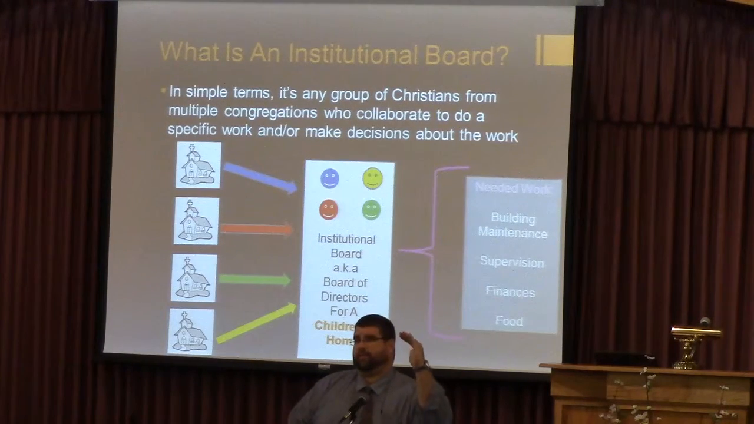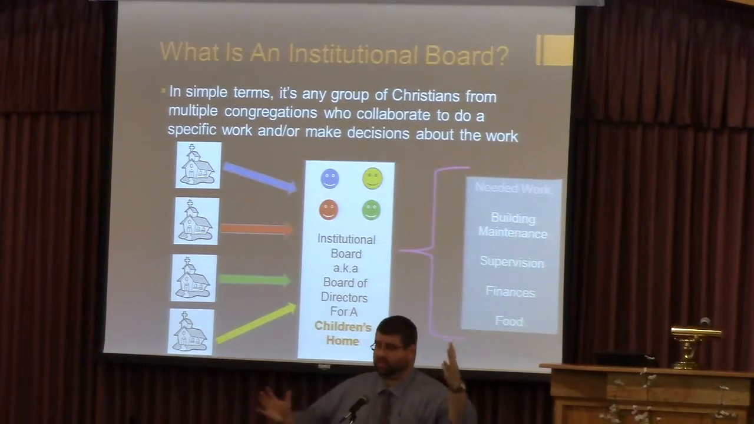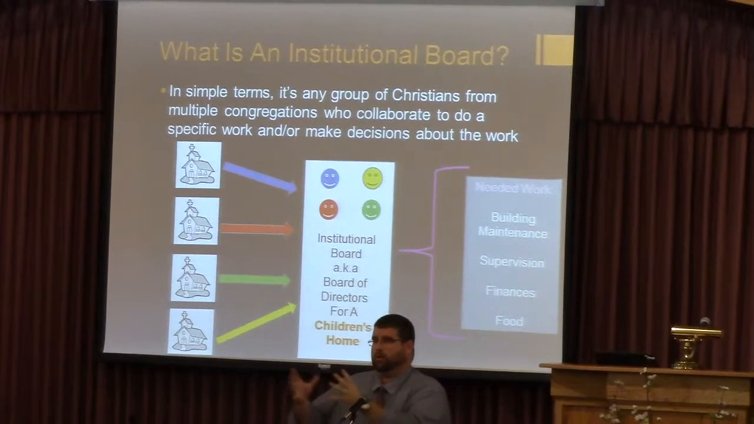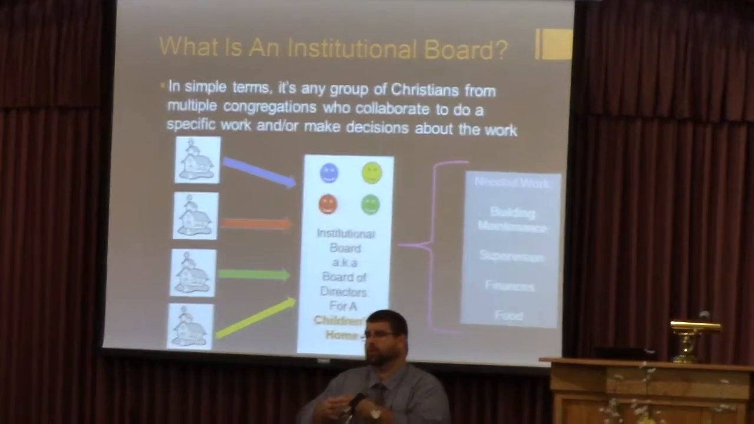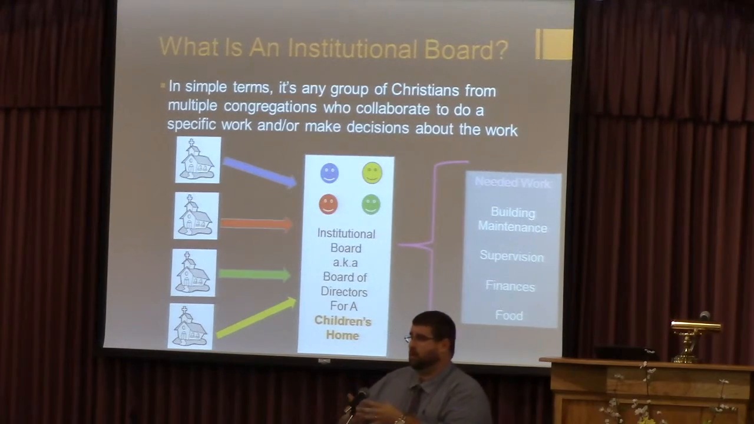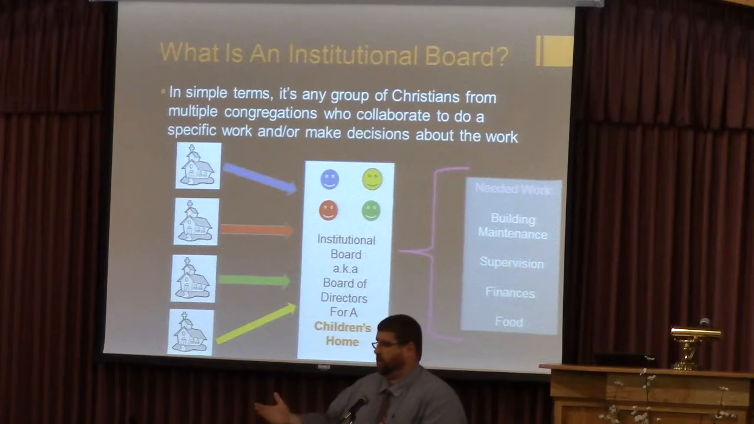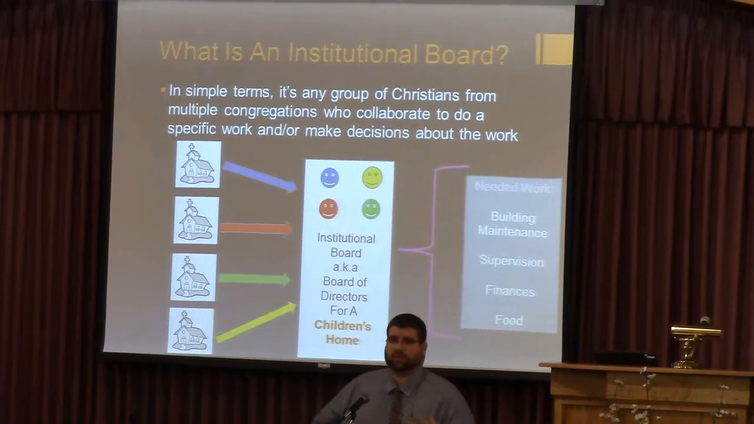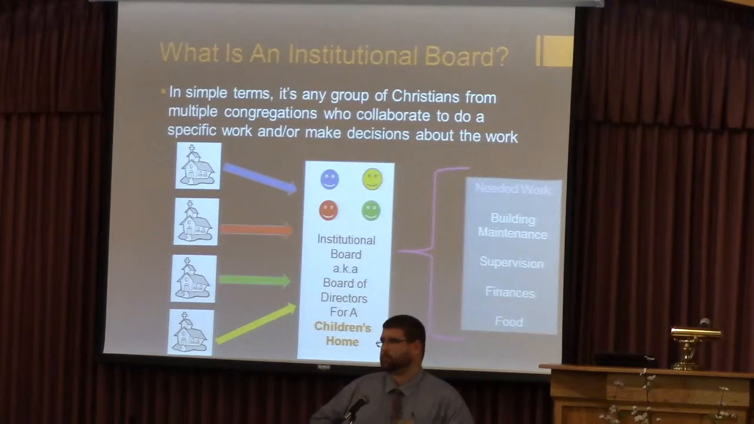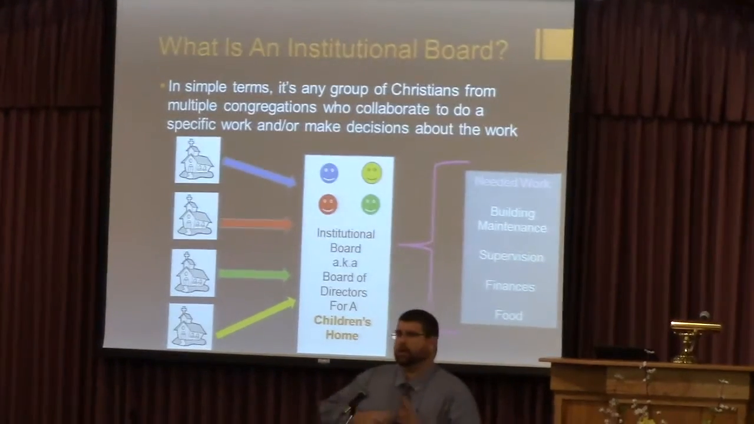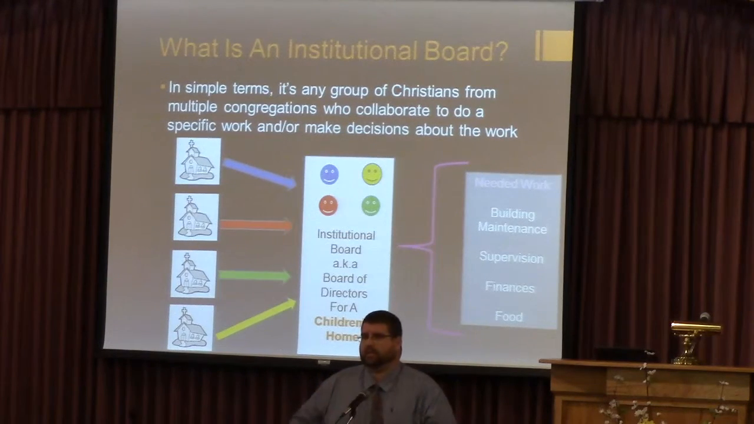And so what you have is roughly a representative from some different congregation forming this board who's going to make decisions for the children's home, whether it be building maintenance, the supervision of children, who's going to work what schedule. They make financial decisions. They determine what food's going to be bought, how much money is going to be spent on the food, who's going to prepare it, where it's going to be served, how it will be served, and so forth. They have to make these decisions.